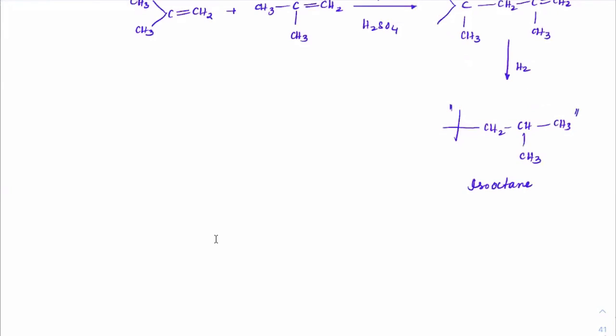Everyone, check out isooctane carefully. It has 1, 2, 3, 4, 5, a 5 carbon main chain. And this second carbon will have 2 methyl, fourth carbon will have 1 methyl group. This is how isooctane looks.